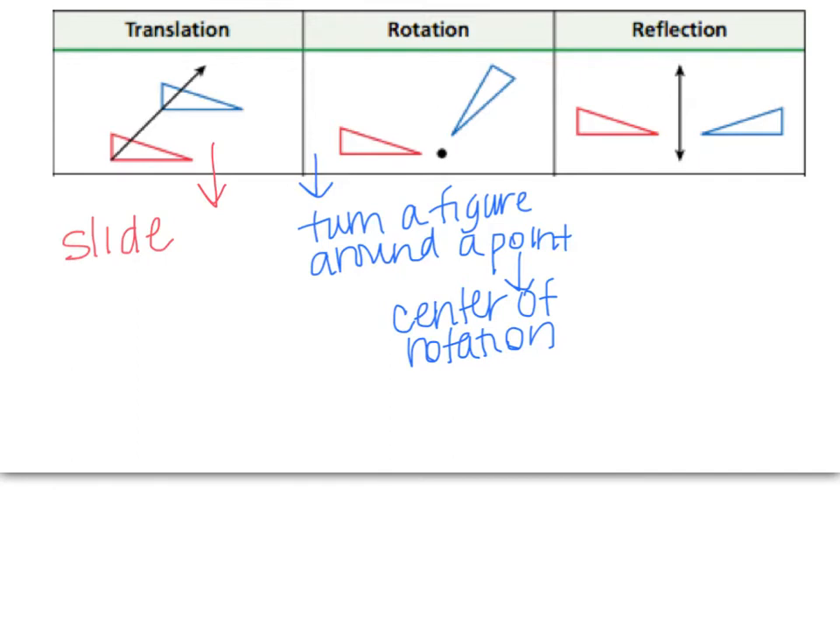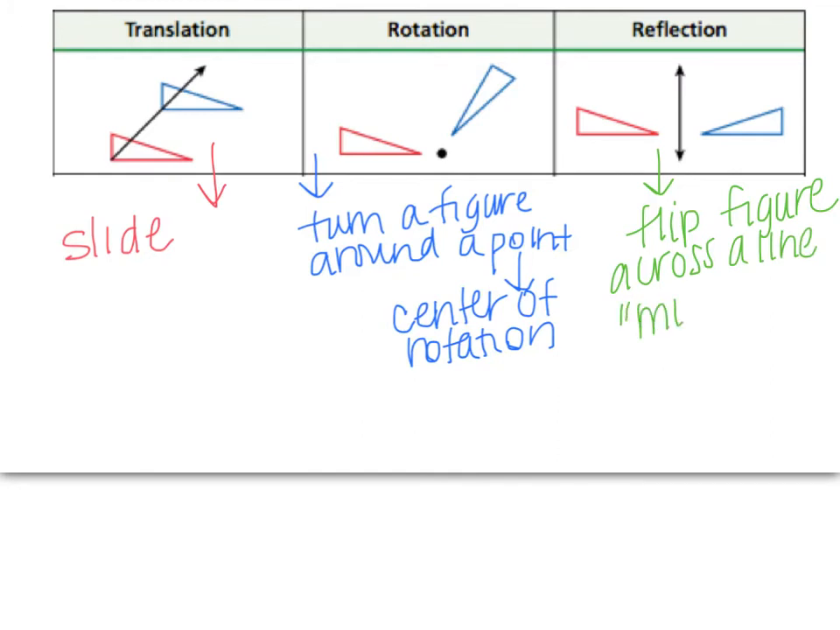Alright, the last one that we are going to focus on is called a reflection. And a reflection is when you flip the figure across a line. So you can kind of think of this as a mirror. It mirrors the image. So if we look back at this example, we have the red. We are reflecting it over this black line, which gives us a flip or a mirror image of it.